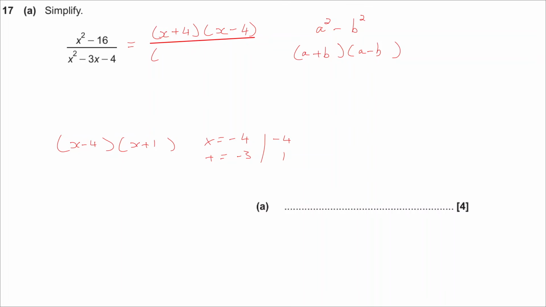Okay, so up here, x -4 and x plus 1. Always with these questions, you're going to get at least one bracket that's going to cancel. You can see you've got an x minus 4 and an x minus 4. Because you're timesing, you can simply go and cross cancel. You've just got x plus 4 on the top over x plus 1 on the bottom. There we go, that's your answer: x plus 4 over x plus 1.